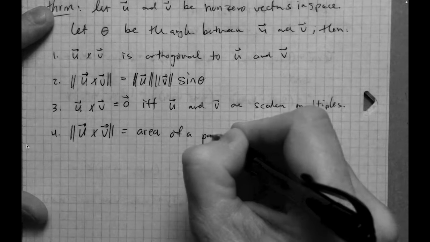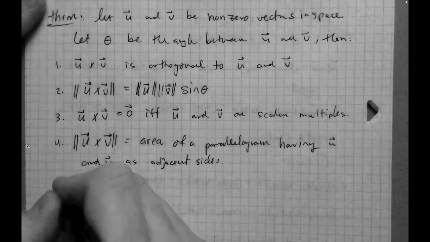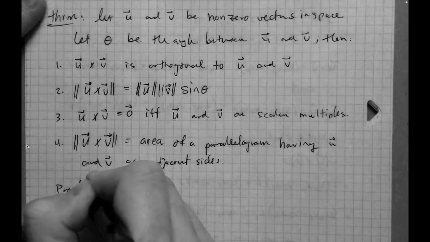Okay, so kind of a big theorem. Let's prove a couple of these. Let's prove 2 and 4. 1 and 3 is definitely doable. I didn't pick the easy ones. It's just that 2 and 4 seem like the ones to look at. So let's start with 2. We want to prove that the norm of u cross v is equal to the norm of u times the norm of v times sine of theta.